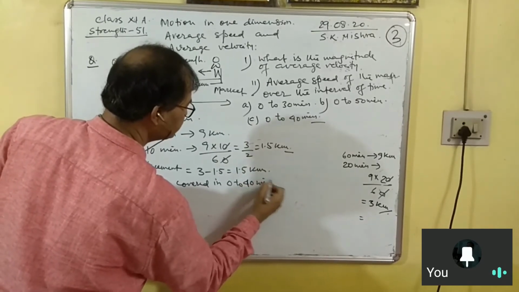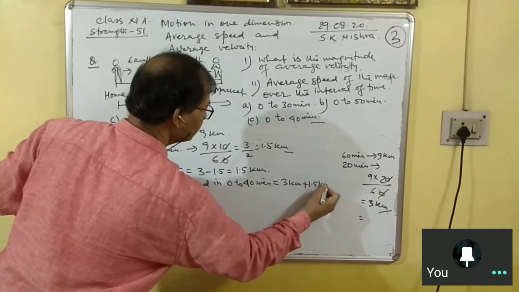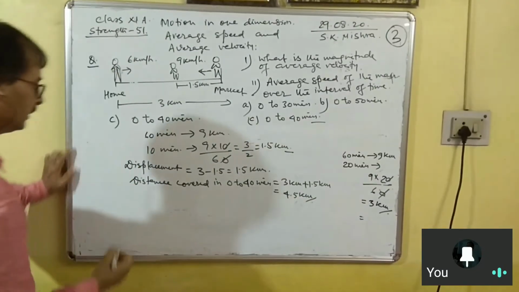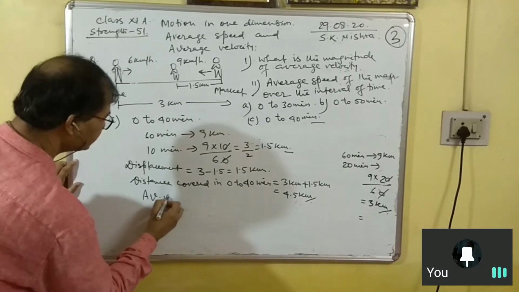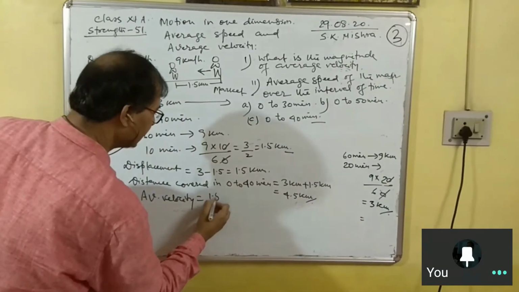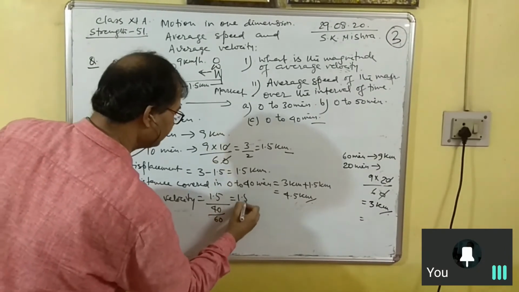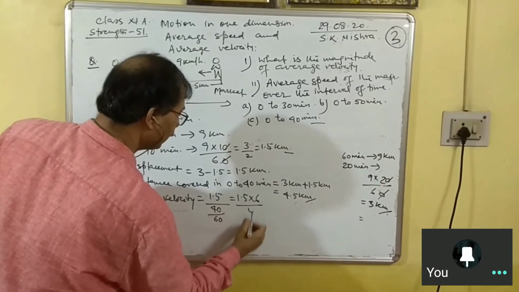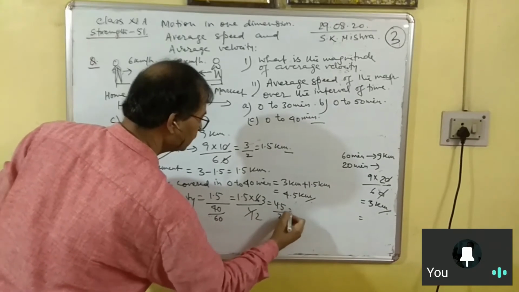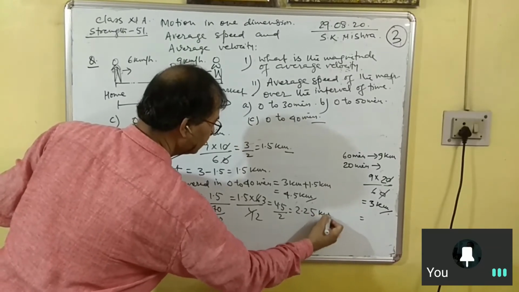40 minutes is equal to 3 kilometer plus 1.5 kilometer. So it's how much? 4.5 kilometer. Now average velocity, which is displacement by time. Time interval is 40 minutes. Convert this into hour. So 1.5 into 6 by 4. 2, 3. So it's how much? 4.5 by 2. So 2.25. Am I right? Kilometer per hour.